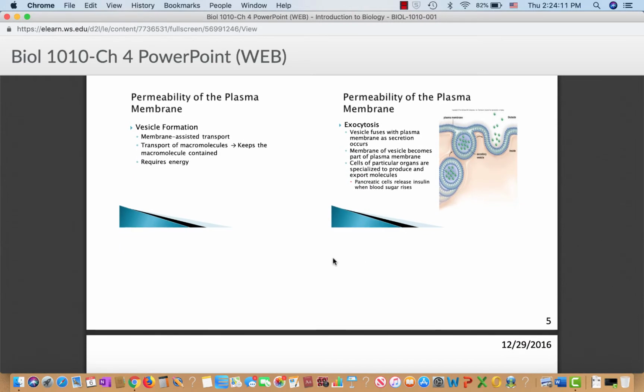For larger things, you can form a vesicle and then merge that vesicle with the plasma membrane to excrete things via exocytosis. So you've got this vesicle here, and it's this nice little double membrane here, and it merges with this one and empties the contents.